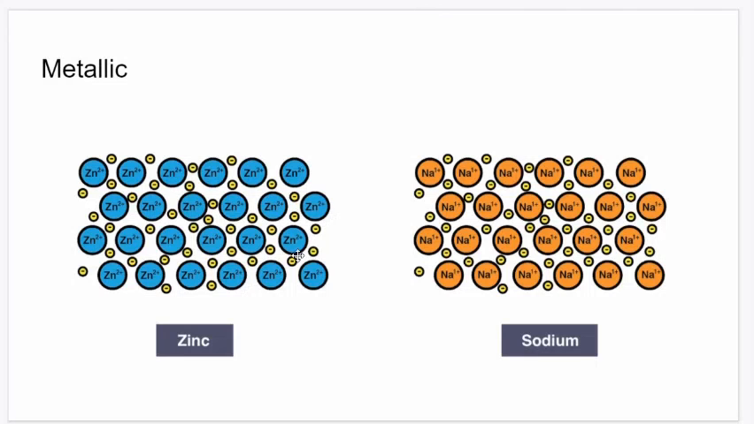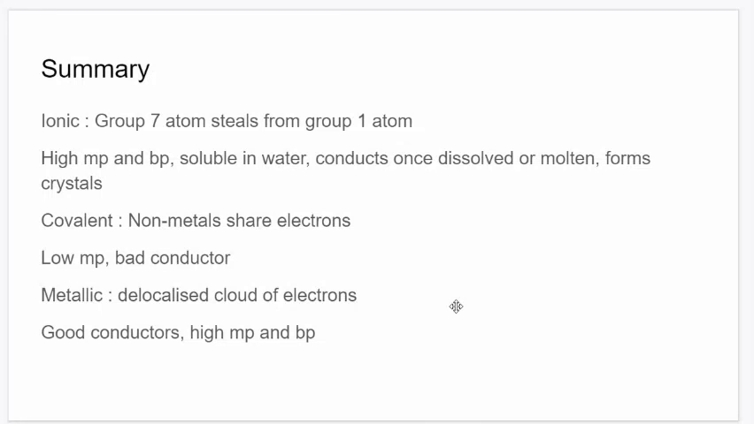So metallic bonding is pretty much straightforward. A summary of this whole presentation: ionic bonding is for group 7 atoms stealing from group 1 atoms. It would have a high melting point and high boiling point, be soluble in water, conduct once it's dissolved or molten, and form crystalline structures.